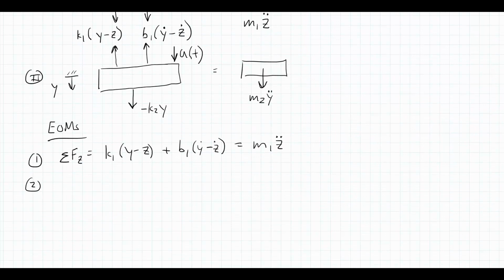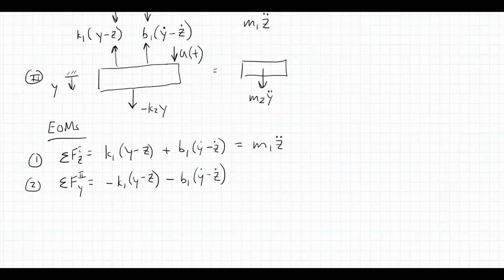I'm going to write my second equation of motion from free body diagram 2. So I'll just mark those. That's coming from 2, and that's in the y direction. Here, going in the negative y direction, it's a negative K1 times y minus z. I will have a minus B1 times y dot minus z dot.